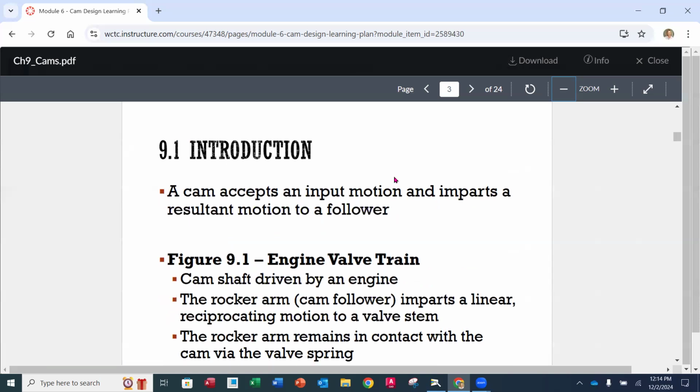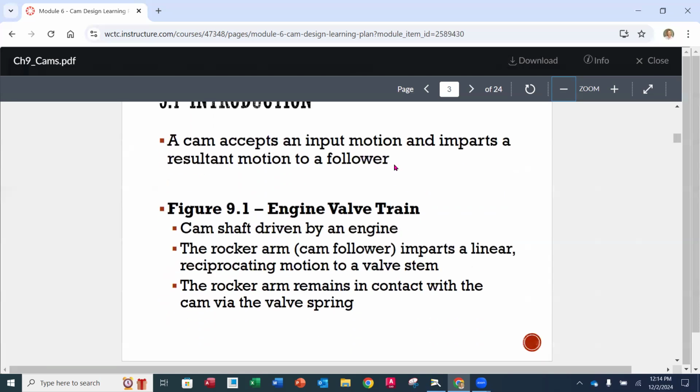So first of all, in the introduction here, we're going to talk about cams, like where are they used? Well, cams accept and impart motion. Cams are considered the input of the motion, and then a follower is going to have the resultant motion or the output. So if you have a cam, you have to have a follower. So there's actually two elements that you have to be concerned about in the arrangement of a cam or in the function of a cam.